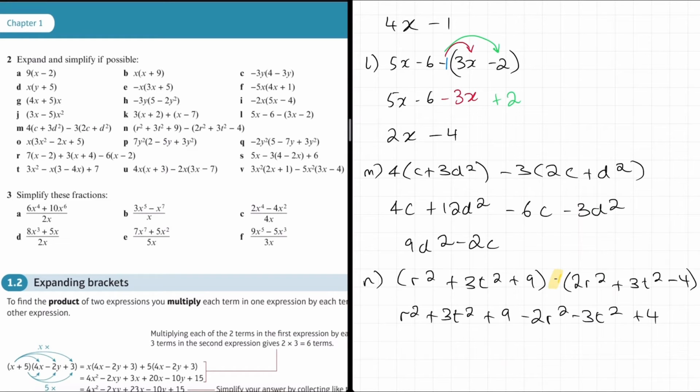Now we'll collect like terms. So I can see there's r squared minus 2r squared. That gives us minus r squared. Then we have 3t squared minus 3t squared, so they cancel out. They give us 0. And then we have 9 plus 4, which is 13.